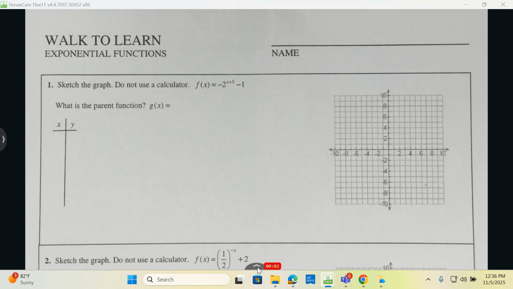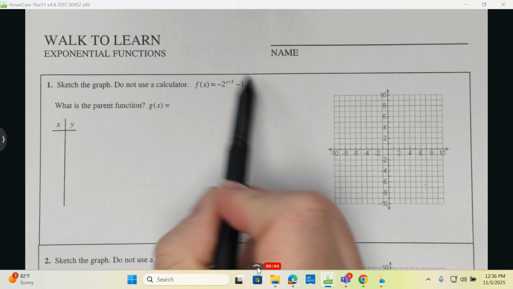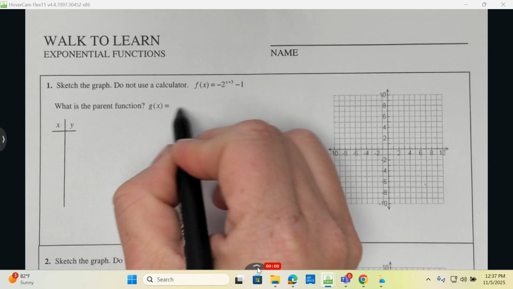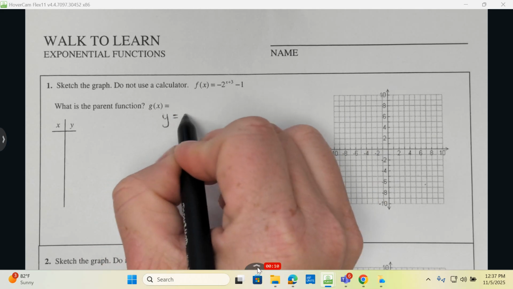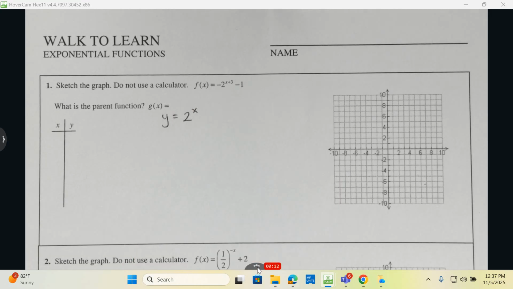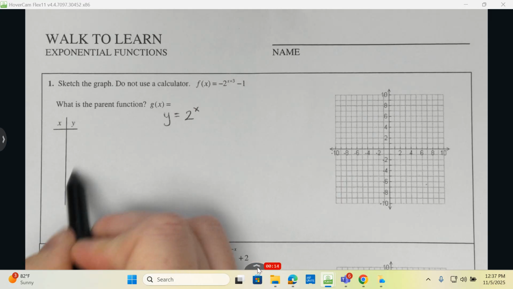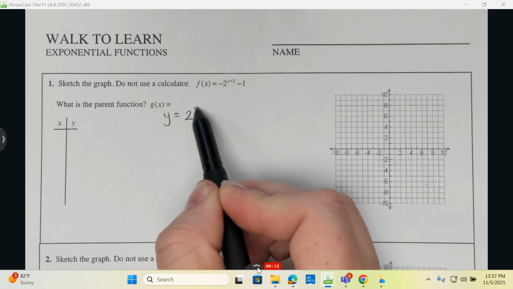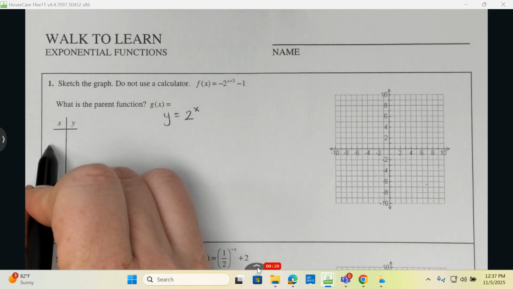In order for us to graph this by hand, we want to identify what the parent function is. The parent function here is y equals, or g of x equals, however you choose to write it, 2 raised to the x power. Remember, we have no restrictions on what we can plug in for the input values, or x values. So let's do a few values here.